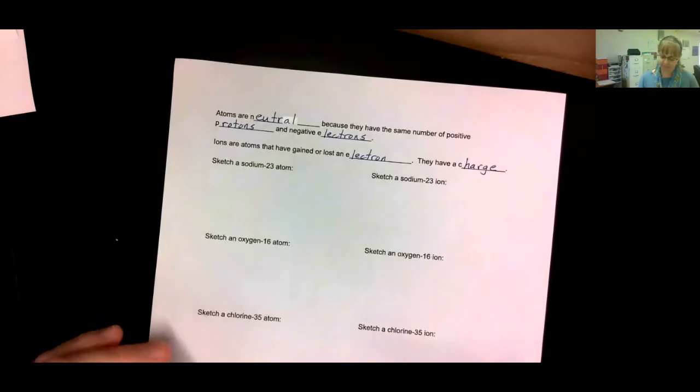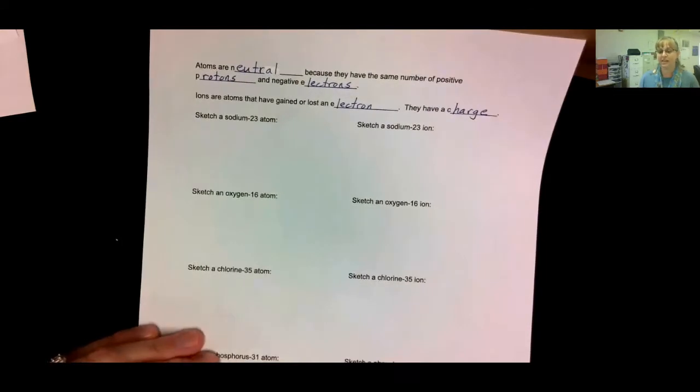Sometimes they'll add electrons to an atom. The reason an atom gains or loses electrons is to become more stable. And that is why elements react to make compounds, because they gain or lose electrons by reacting, and that makes them more stable. So now we're going to learn how to sketch an atom and how to sketch an ion.